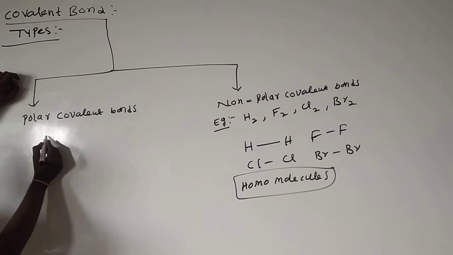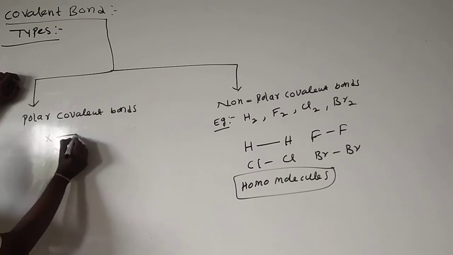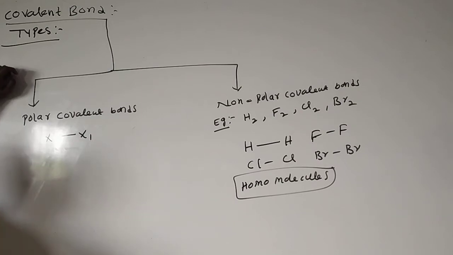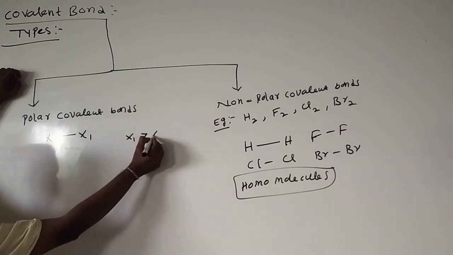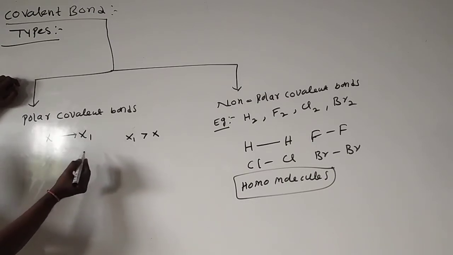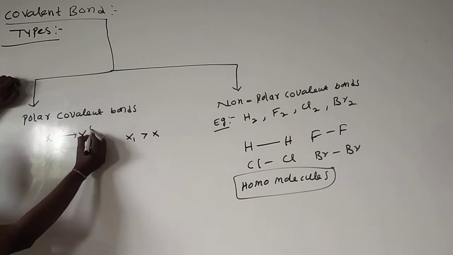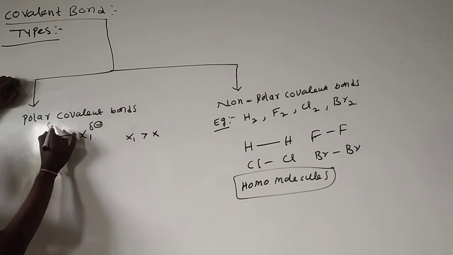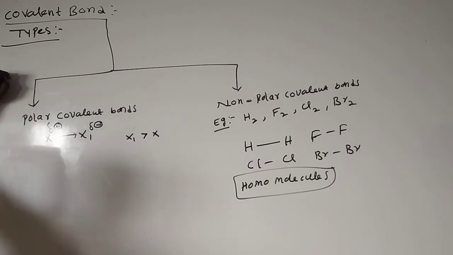Polar covalent bond means, for example, an X atom is there, and an X1 atom is there. X1 is a little bit more electronegative than X. So the bonded electrons shift towards X1. Here it gets partially negative, and here it gets partially positive. There are no particular charges in non-polar covalent bonds, but in polar covalent bonds, it is like a mini ionic bond. Not ionic, but a mini ionic bond.